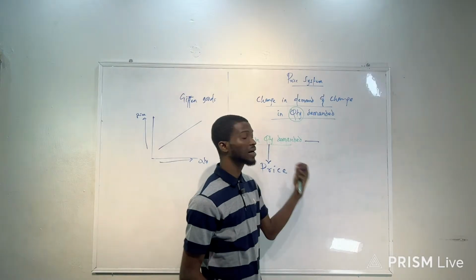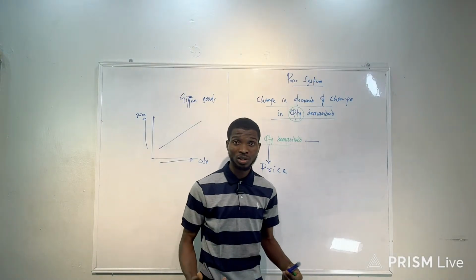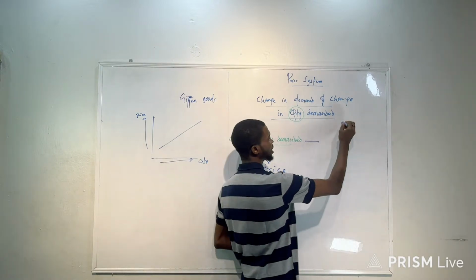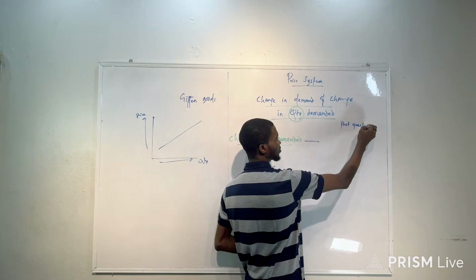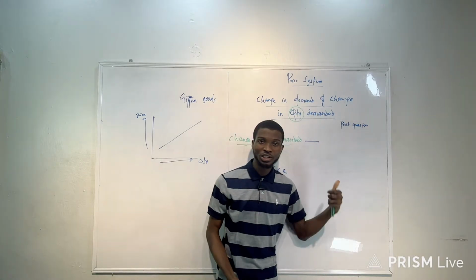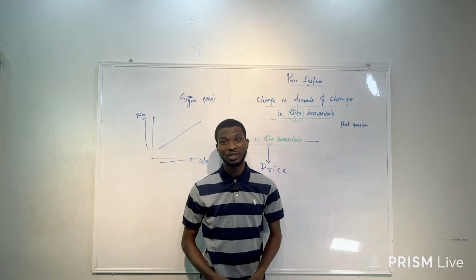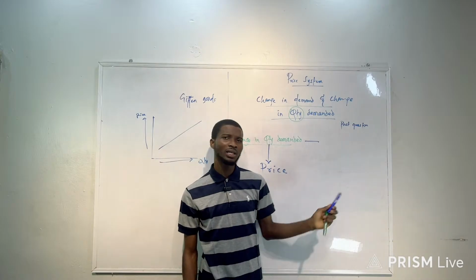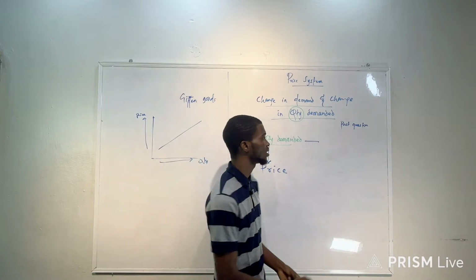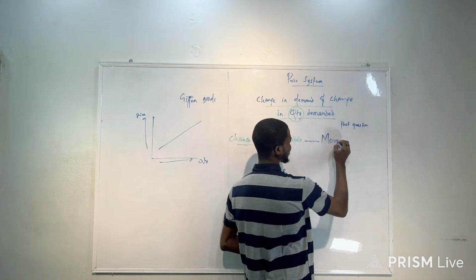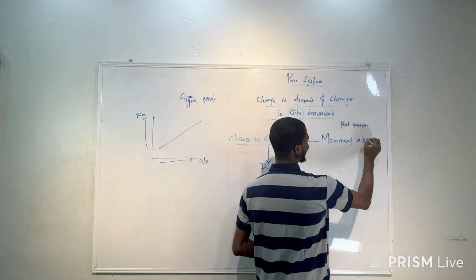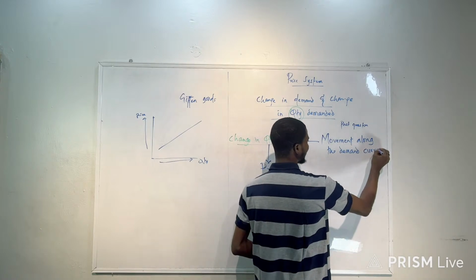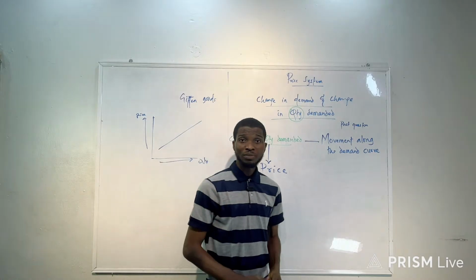So first thing first, another name for change in quantity demanded is what? Basically, that's what we need to learn. When you check your past question, you'll be able to know very well that most of the time they don't really call it change in quantity demanded, right? They call it something else most of the time. And what is it called? It's called movement along the demand curve.